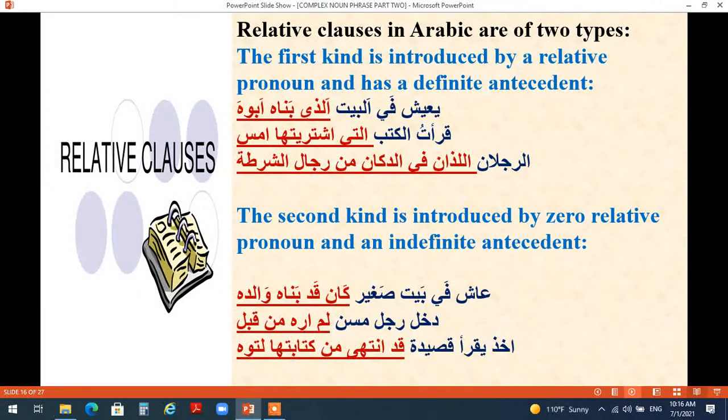So in this case the relative clauses in their two types can be used as post modifiers.